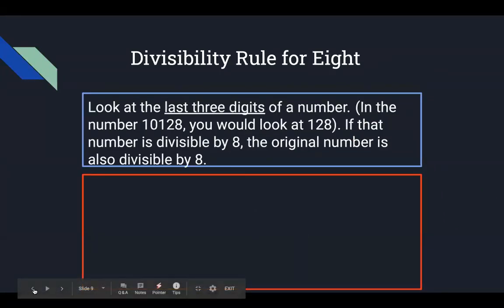Let's get past this. All right, divisibility rule for 8. You have to look at the last 3 digits of a number instead of the last 2, as you would do for 4. So here you would look at 128. Is 128 divisible by 8? Do you guys know? You can say it if you want. Yes. All right, excellent. 128 is divisible by 8. Therefore, 10,128 is divisible by 8.